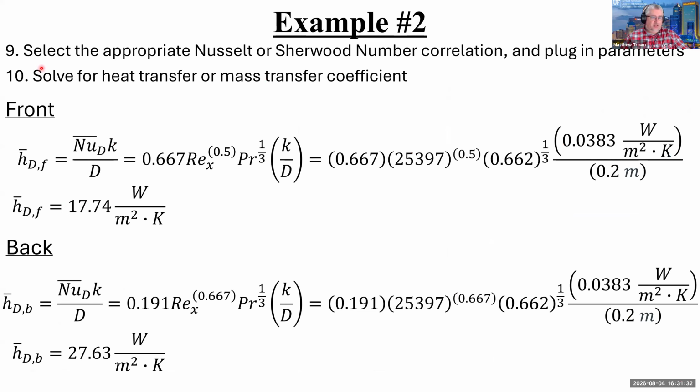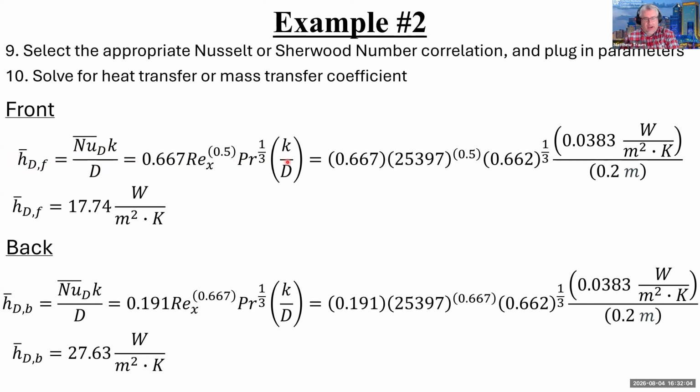All right, so we've just selected the appropriate Nusselt number, and now we're plugging in parameters, right? So here I am solving my Nusselt number for the forced convective heat transfer coefficient for the front. Sub F is front, sub B is for back. Notice that I'm using H bar, so an average value over the entire diameter D. So Nusselt number sub D is equal to H bar multiplied by D over K, which gives me that coefficient.